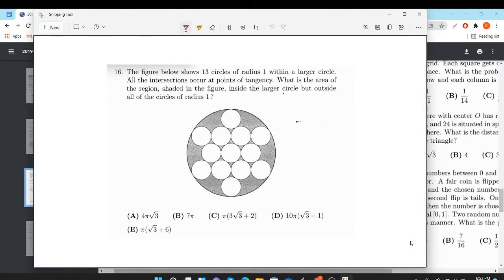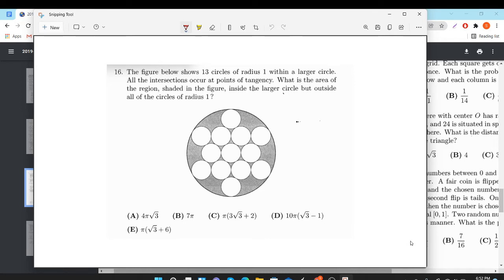The problem is very similar. The figure below shows 13 circles of radius 1 within a larger circle. So here we have 13 circles, but again we have unit circles, so we can mark them as having radius 1, but we're not going to draw the radii yet. All intersections occur at points of tangency.